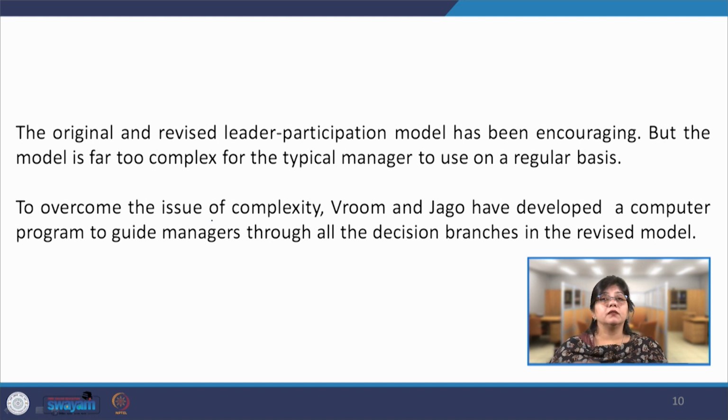So, this is the leader participation model by Victor Vroom, Yetton and Jago.